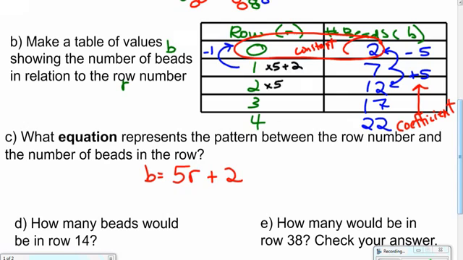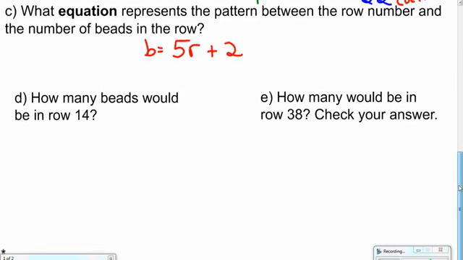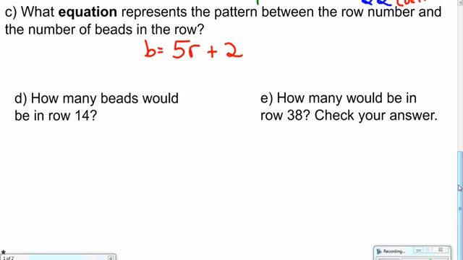2 times 5 is 10 plus 2 is 12. It works. 3 times 5 is 15 plus 2 is 17. 4 times 5 plus 2 is 22. So yeah, our pattern works for every row in our table. So that means we have a good equation. It matches the data. So then how many beads would be in row 14? And how many would be in row 38? I'm gonna ask you to do those two on your own. They're very similar to lesson one, and I think that you can do those by yourself.